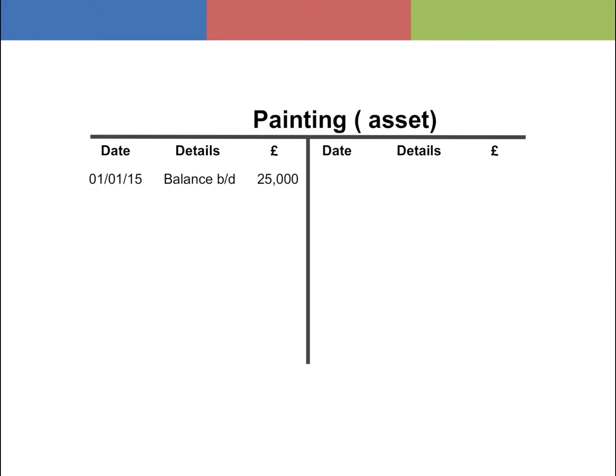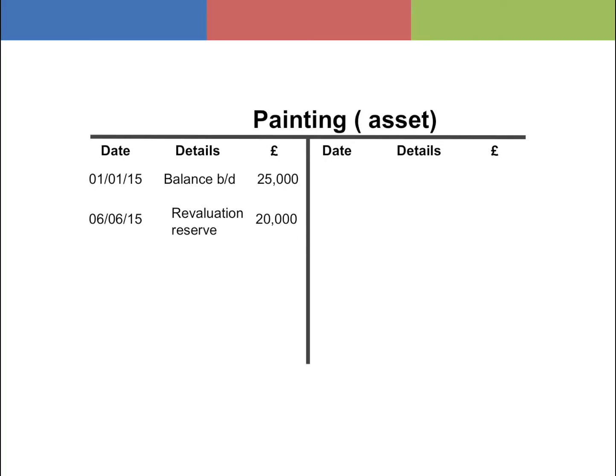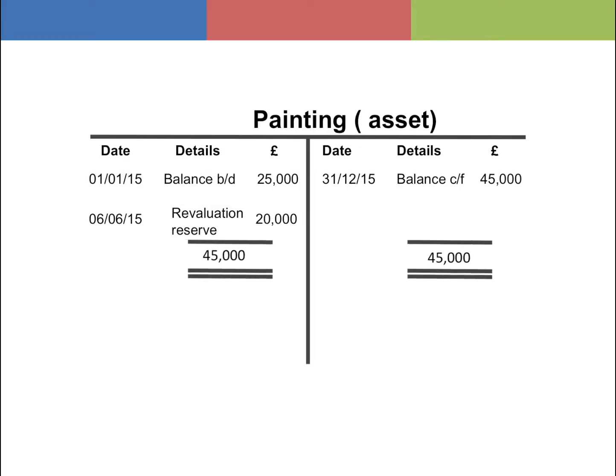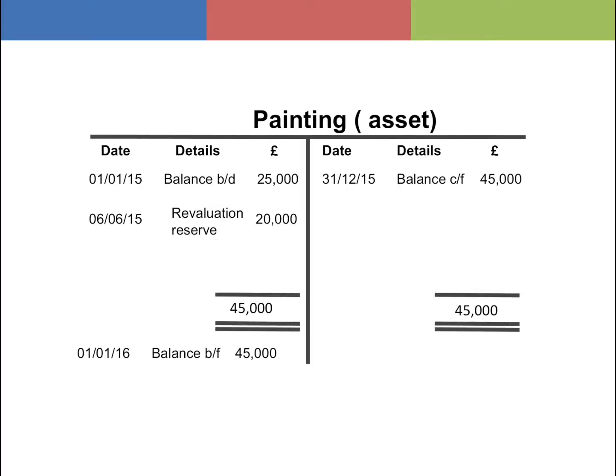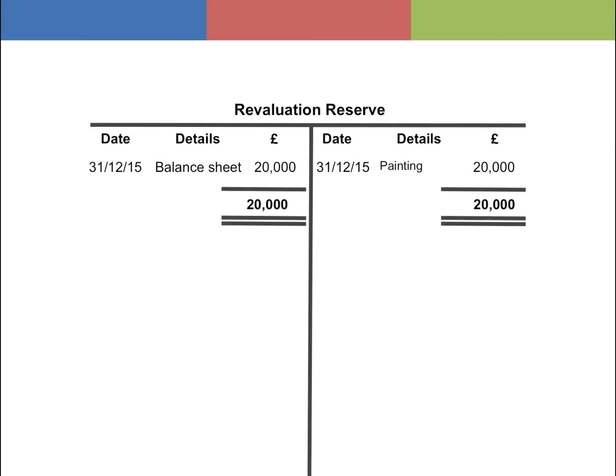There are only a few entries in the T accounts for revaluation of an asset. We debit the painting account by £20,000 and credit the revaluation reserve by £20,000. We need to balance the credit side of the painting account, so we credit the account by £45,000, balance carried forward, and this is the opening amount of balance brought forward on the debit side for the next year. Finally, on the revaluation reserve account, we need to debit it by £20,000 to balance off the account.